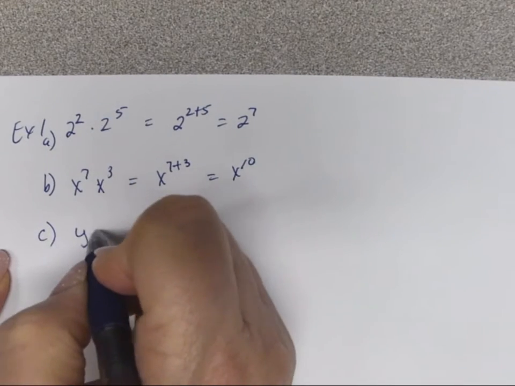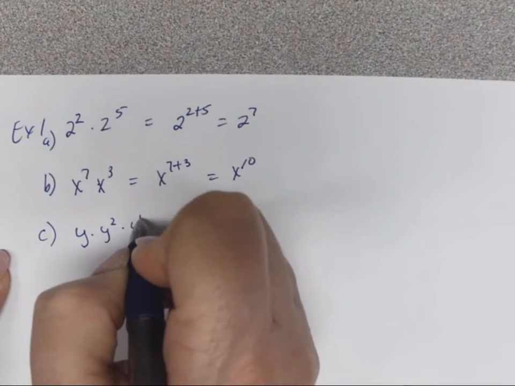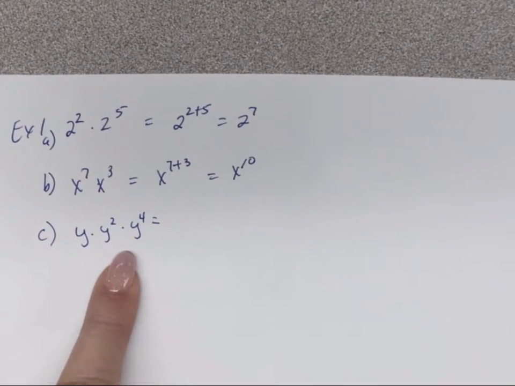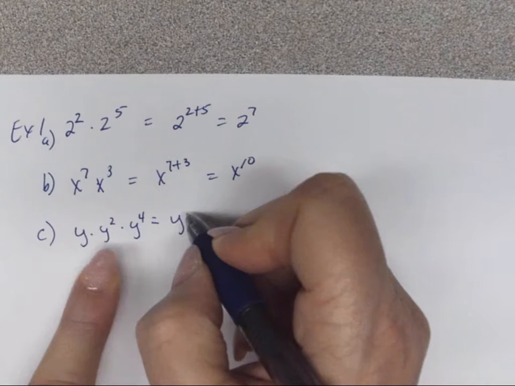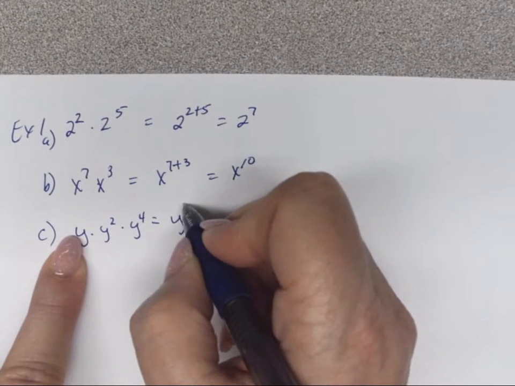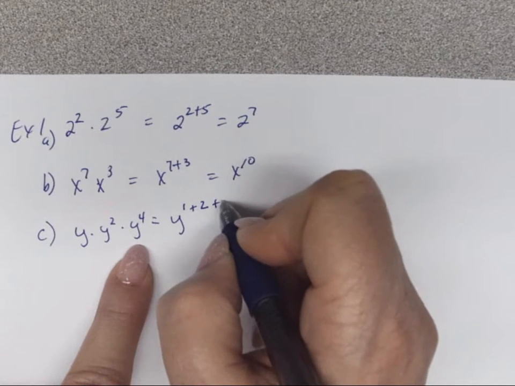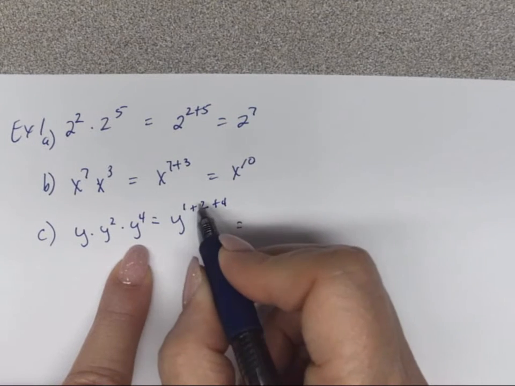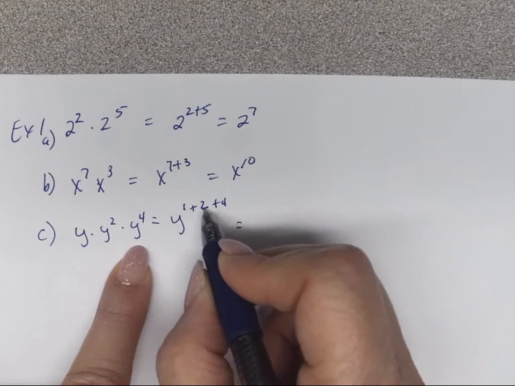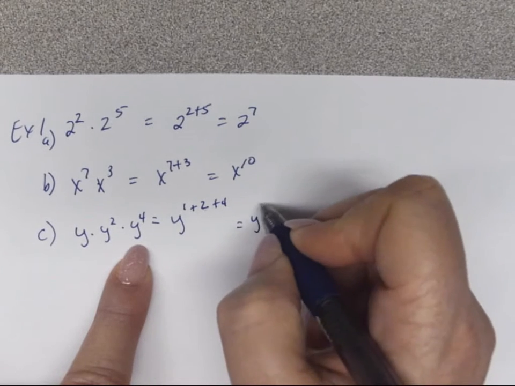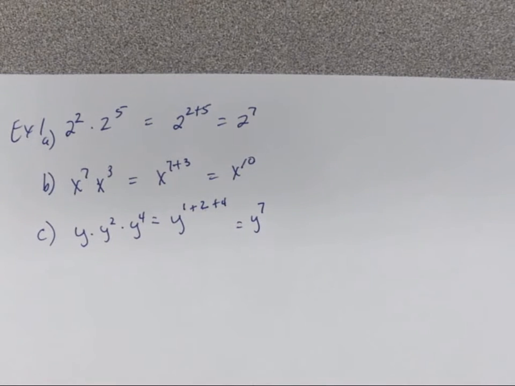And then if we have y times y squared times y to the 4th, we have 3 terms, but we can still just add the exponents. This is going to be a y to the 1 plus a y to the 2 plus 4. So 1 plus 2 is 3. 3 plus 4 is 7. All right, let's look at example 2.